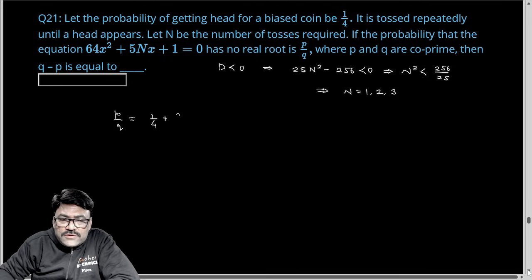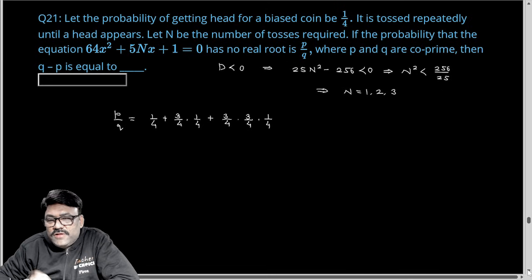Or the first toss is not head, 3 by 4, and then the second toss is head, meaning head appears in the second toss. Or the first toss is not head, the second toss is also not head, and head appears in the third toss. So three possibilities are there: head appears in the first one, head appears in the second one, head appears in the third one.